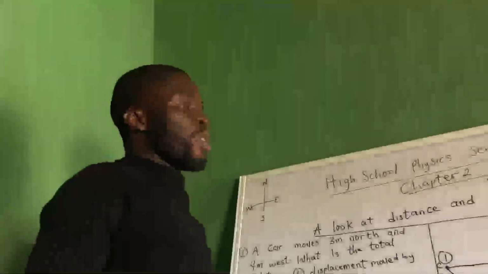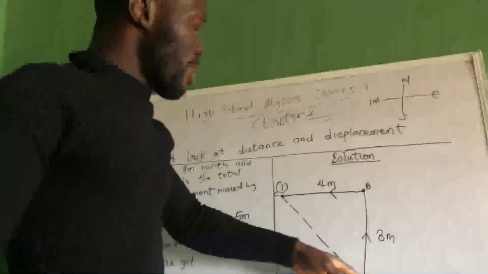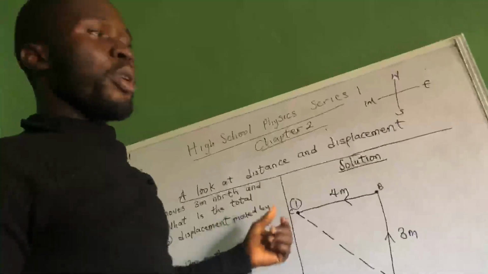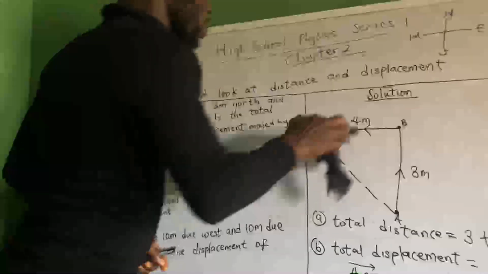As earlier said, displacement means the difference between the starting point and the end point, or distance from the starting point. So that's that on number 1. Now let's quickly do number 2.